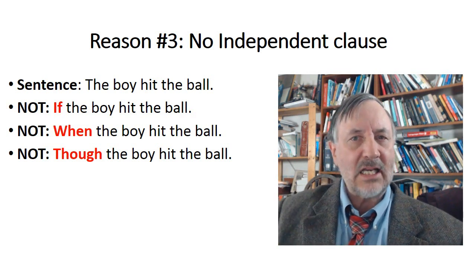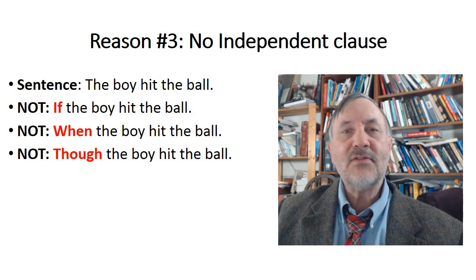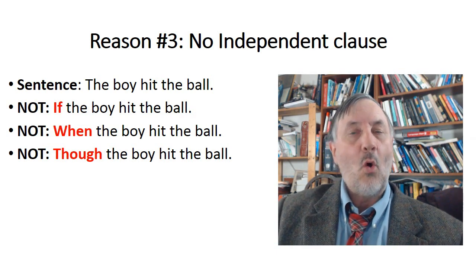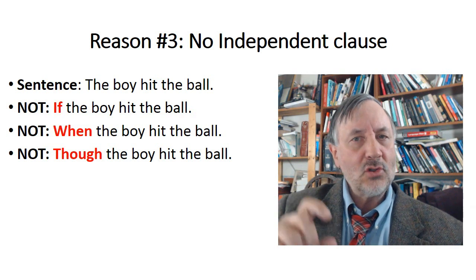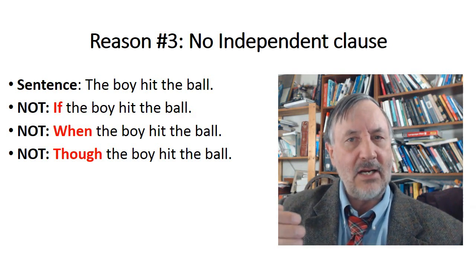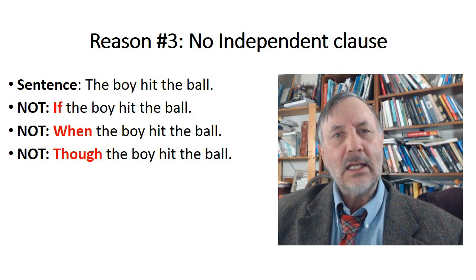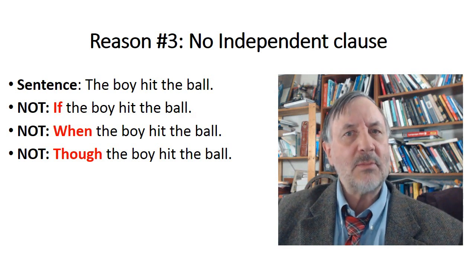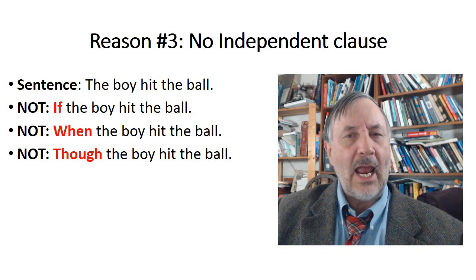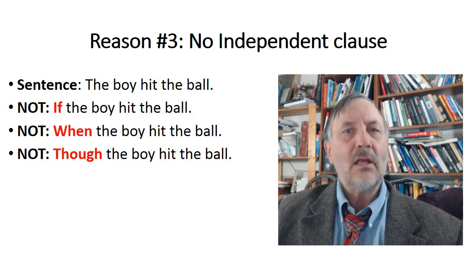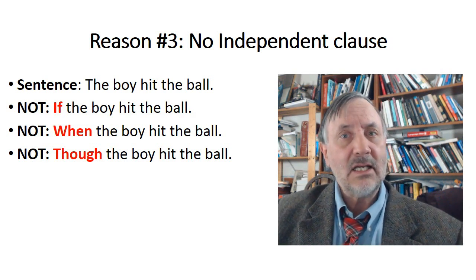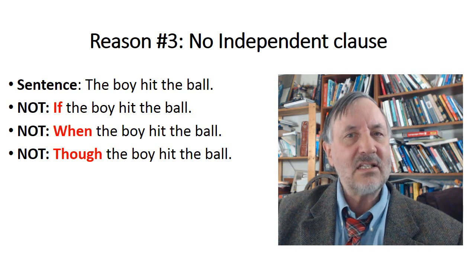But what is not a sentence is if the boy hit the ball, or when the boy hit the ball, or though the boy hit the ball. All those beginning words that I've highlighted in red are subordinating conjunctions, sometimes called dependent conjunctions. And if our sentence is composed only of that clause, then it is not a sentence. It's a dependent conjunction and needs something else.